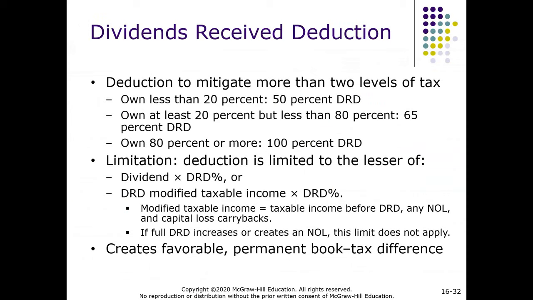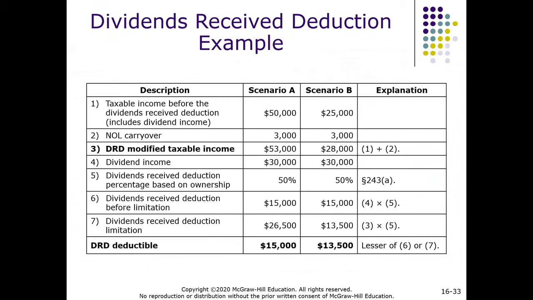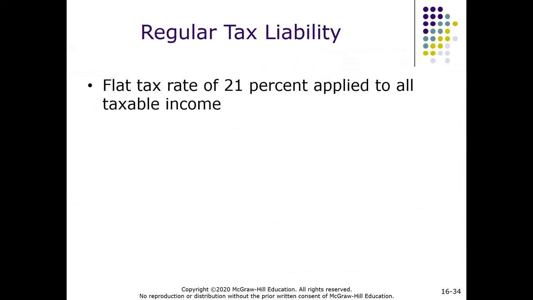And so that's kind of why they do this DRD at 100%. It does create a permanent tax difference. You do not have to worry about this tax coming back to hit you later on in the future. So your regular tax liability, guys, you have no idea how easy it is.